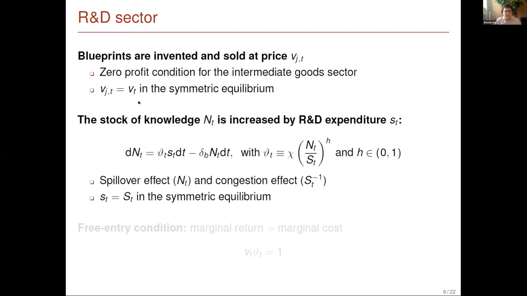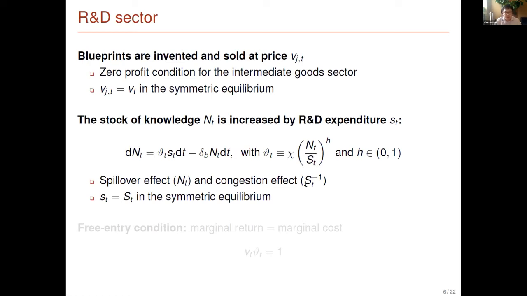Given this marginal value of the blueprints, the R&D sector calculates how many additional blueprints to create each period, increasing the knowledge stock N_T. S_T is their choice variable. And theta_T captures the marginal productivity. It depends on the existing stock, which is a spillover effect, and on how many additional blueprints are created in aggregate within this period.